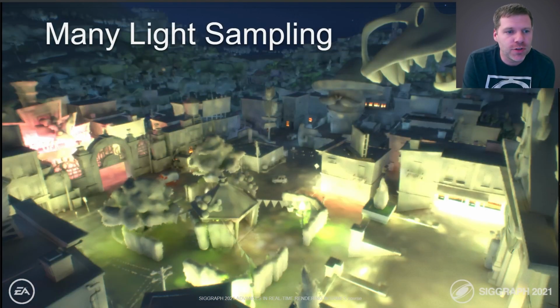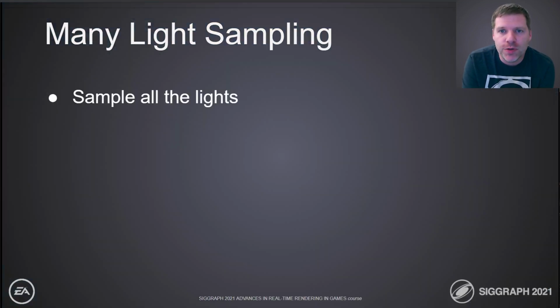And here's the indirect diffuse for this scene. So, what are our options when it comes to sampling hundreds or even thousands of lights? Once you move beyond a few lights, it is no longer feasible to sample all the lights in the scene.